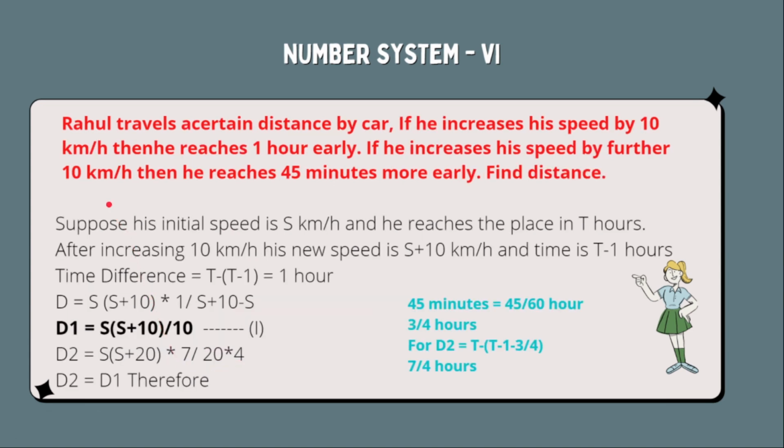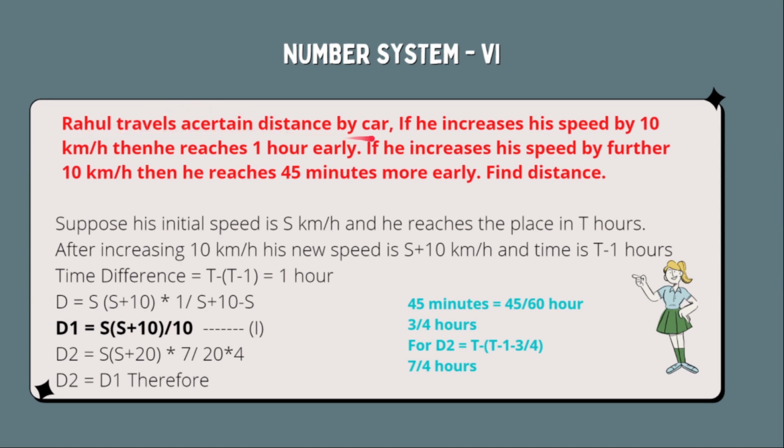Next, Rahul travels a certain distance by car. If he increases his speed by 10 km, then he reaches 1 hour early. If he increases his speed by a further 10 km, then he reaches 45 minutes more early. Find the distance. So basically there are two questions. The formula that we used earlier, we have to use the same formula here.